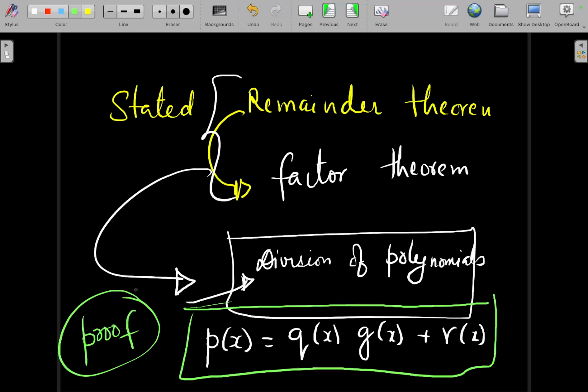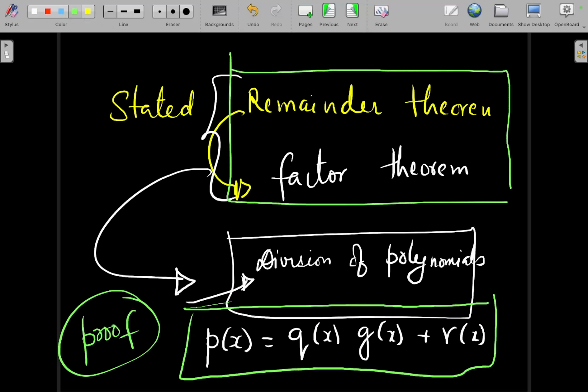So this is a reminder to you that the simple things you're learning in school are very, very important. I hope to do the next class tomorrow itself, and I'm going to teach you some applications of those beautiful theorems called the remainder theorem and the factor theorem. I'll state the theorem again and then give you some applications.